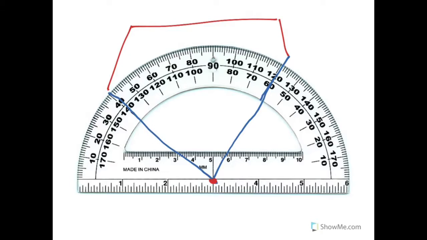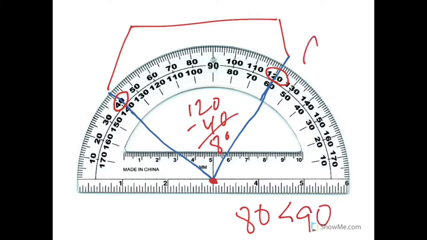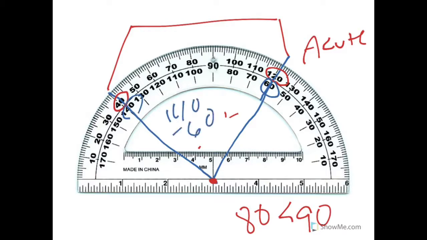And they show you that this crosses at 120, and this other part crosses at 40. 120 minus 40 is 80. 80 degrees is obviously less than 90, so that is an acute angle. You can also look at it if you wanted to. Crosses at 60, crosses at 140, 140 minus 60, also 80 degrees. That's an acute angle right there.